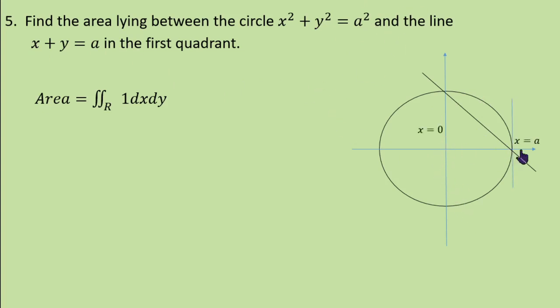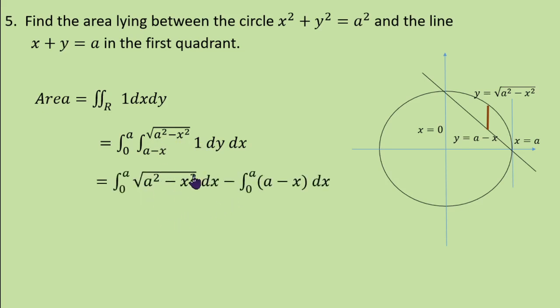So for every x between 0 to a, y goes from a minus x to root a square minus x square. So this is how we got the limits of this area. Now the required area is the double integral, x varies from 0 to a, for every x, y varies from a minus x to root a square minus x square, integral of 1 dy dx. Integration of 1 with respect to y is y, the upper limit is root a square minus x square, minus the lower limit a minus x. Therefore separate the integrals and then integrate.